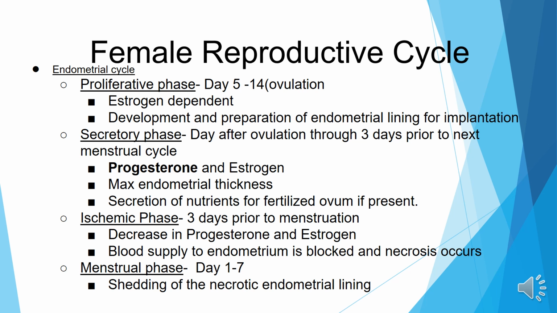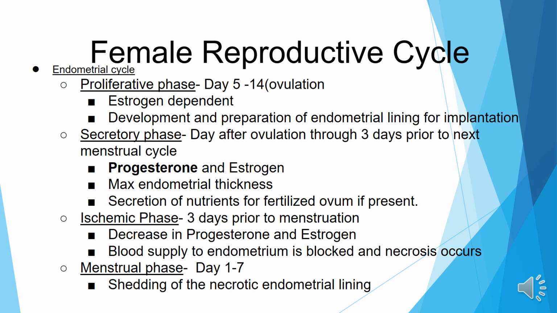Progesterone and estrogen are going to be high. They're coming from that corpus luteum, because that corpus luteum knows that the egg is released and it needs to prepare the lining of the uterus. This is when the maximum endometrial thickness is achieved, and that endometrial lining secretes nutrients for the fertilized ovum if it is present.